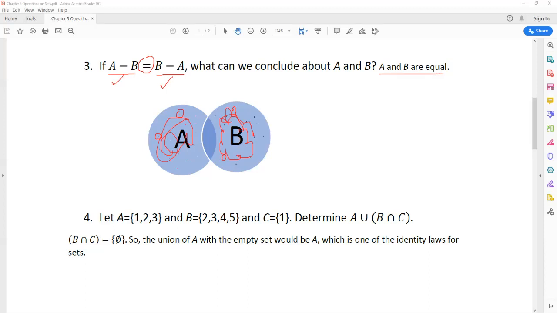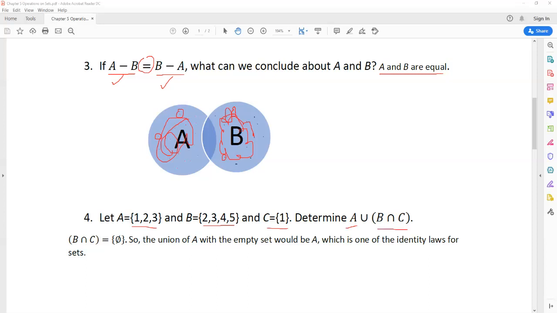Number 4. On number 4, we have 3 sets. We have A, B, and C. A contains 3 elements, 1, 2, 3. B contains 4 elements, 2, 3, 4, 5. And C contains 1 element, and that's the number 1. And we're asked to take the union of two sets, set A and B intersect C.